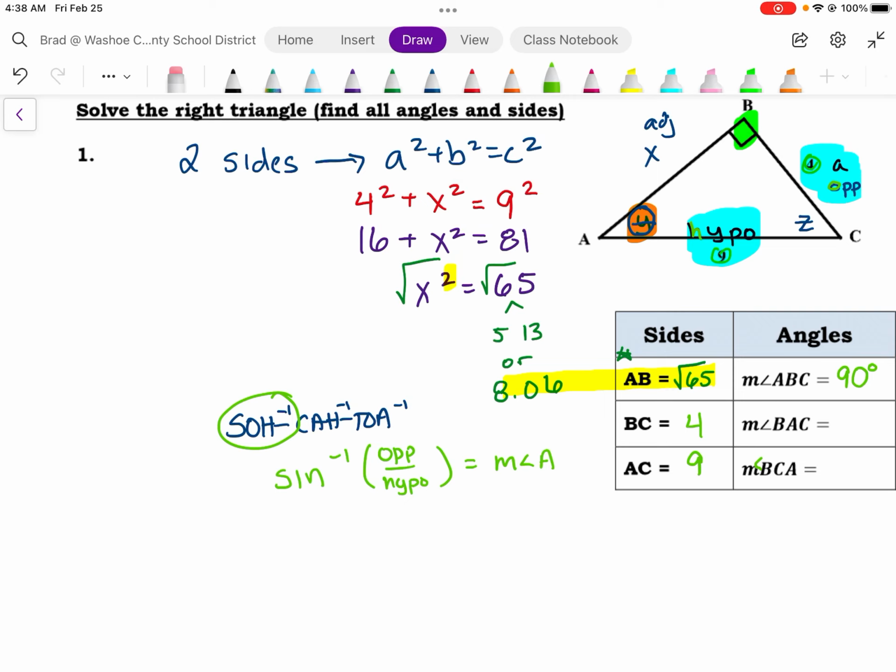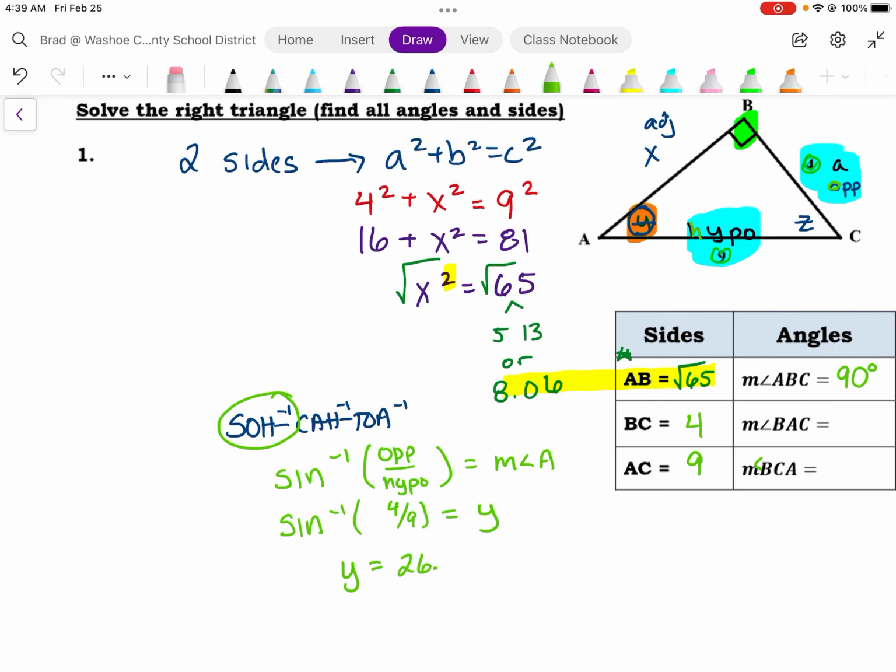So let's plug in our information. So sine inverse of 4 divided by 9 is going to give us what y is. And if we go ahead and put that into our calculator, 4 divided by 9, I'm going to get 26. Y is equal to 26.39 degrees.